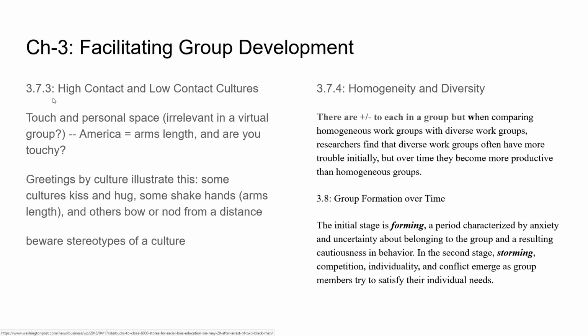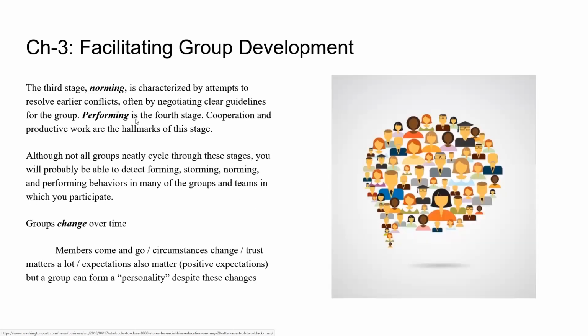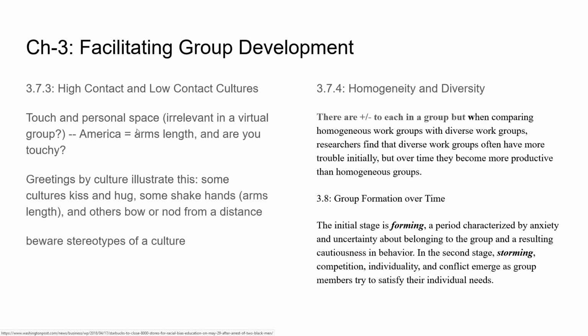So 373, touch and personal space. It's irrelevant in a virtual group because you never meet each other. You can't touch, and you can't close or lengthen space. But in America, the general rule is we go at arm's length, which is a personal space zone. I don't have the diagram here, but in a different book I have one that shows that for an American, 1 to 3 feet is your private personal space, and after that it's public space.